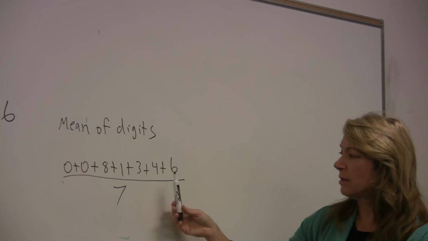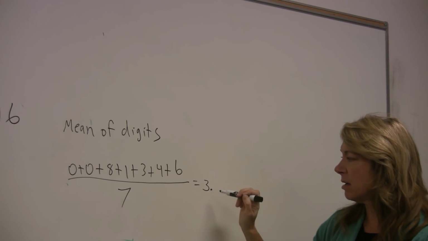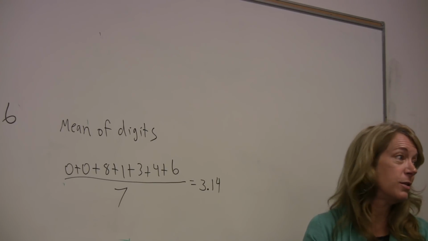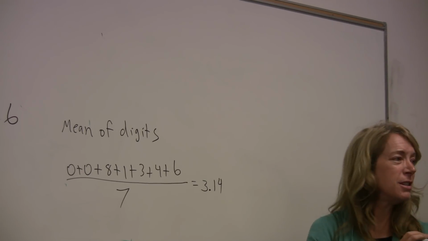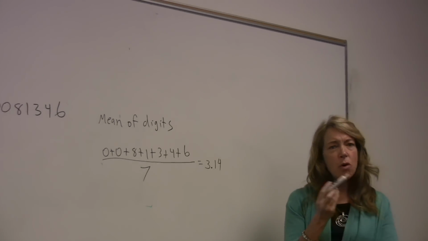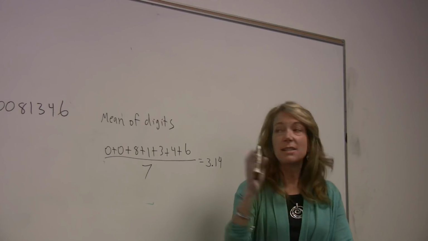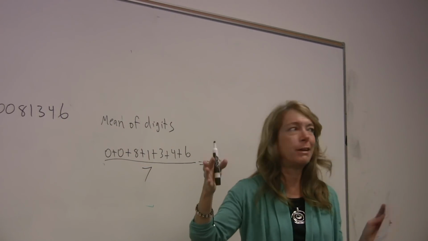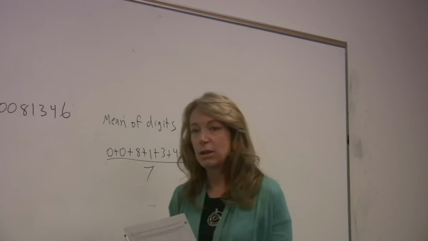9, 12. 3 point something. Can someone help me out there? 3.14. 3.14. Get a calculator. So the mean for this person is 3.14. If I did it for a bunch of people, the more people I did, do we agree that it would be closer and closer to 4.5 just because some numbers are close to 0, some numbers are close to 9, but on average they're all around 4.5, somewhere halfway in between. That's the central limit there.